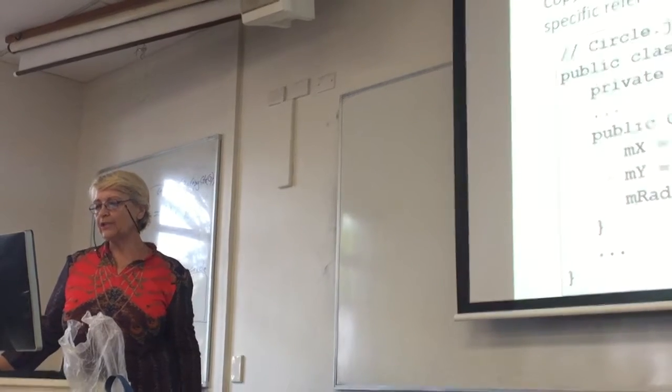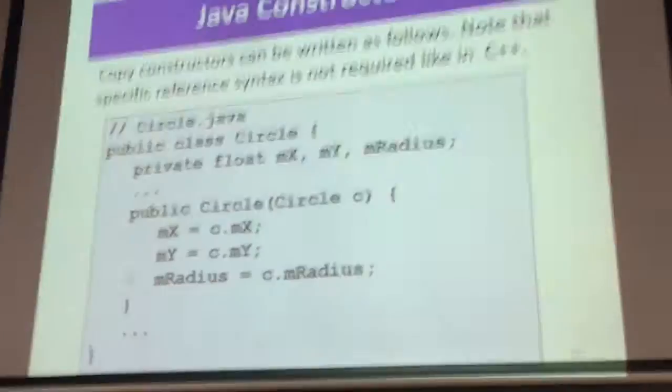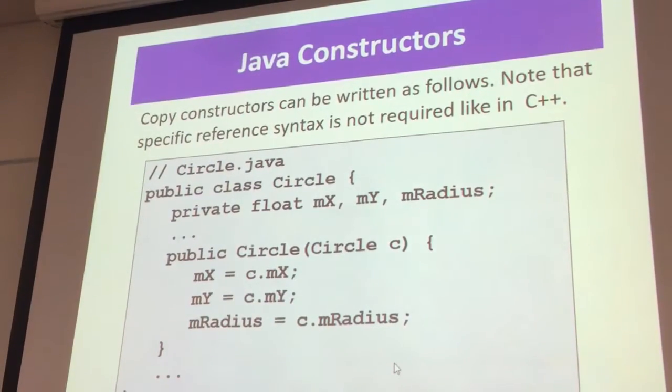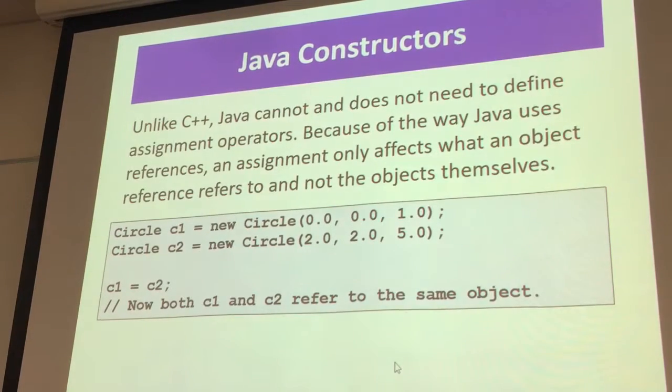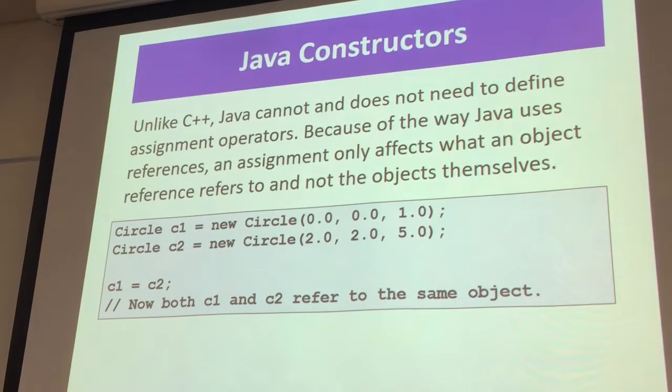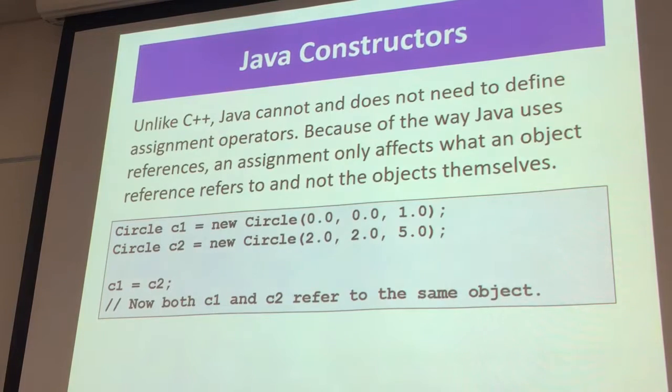Code here: mx gets the value of mx, my the value of my, and m radius. They are deep copying. So, operator overloading does not exist in Java, sorry. Operator overloading, with one exception for string concatenation, is not allowed.